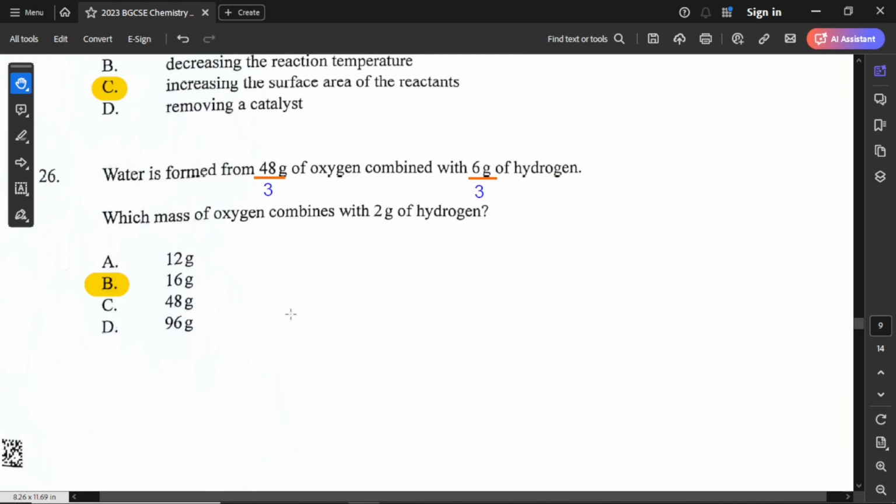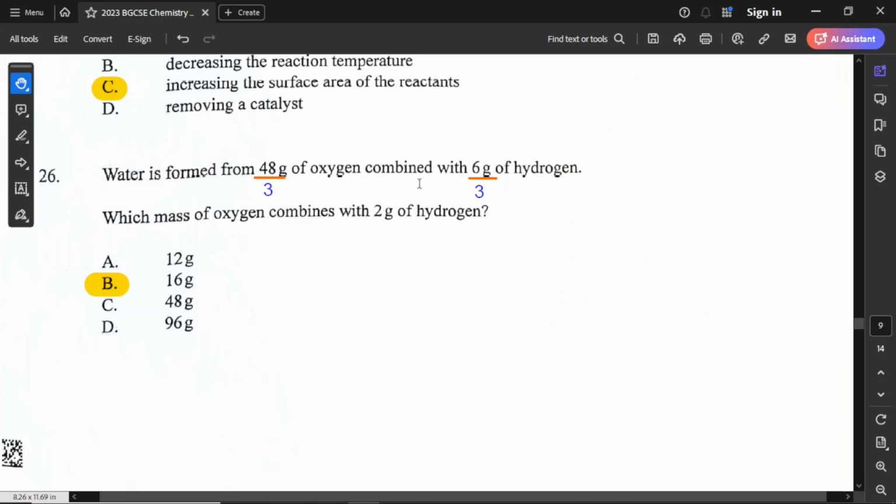Water is formed from 48 grams of oxygen combined with 6 grams of hydrogen. Which mass of oxygen combines with 2 grams of hydrogen? The way to get this: to get 2 grams of hydrogen, we divide 6 by 3 and get 2. So if we divide 48 by 3 also, what you get is 16. That's the ratio you could use there. Or you could divide 6 by 2, you get 3, and so divide both by 3. So that's another way to do it.